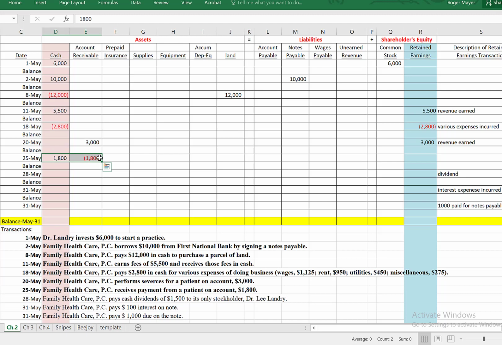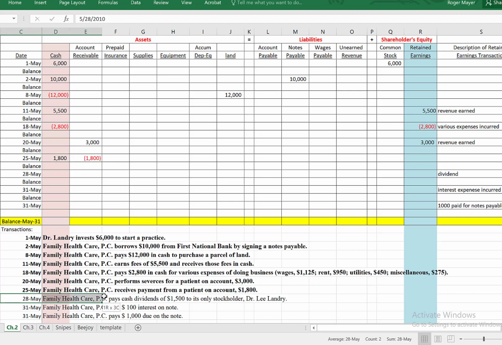We did not record the revenue again. So paying an accounts receivable is not revenue. We recorded the revenue when we completed the transaction. We completed the transaction on May 20th. When the patient pays on May 25th, there is no additional revenue. It is simply we receive money and we now have a reduction in accounts receivable.